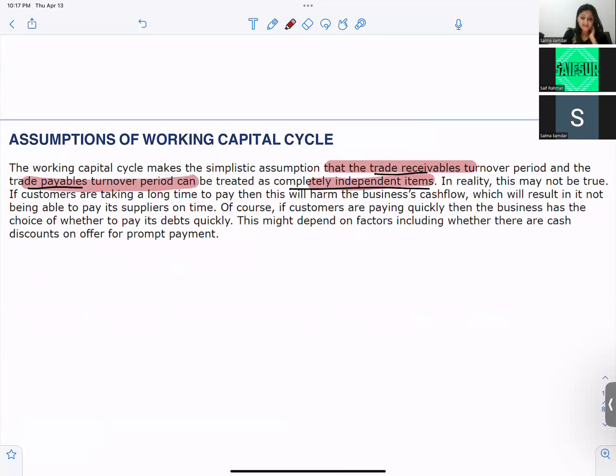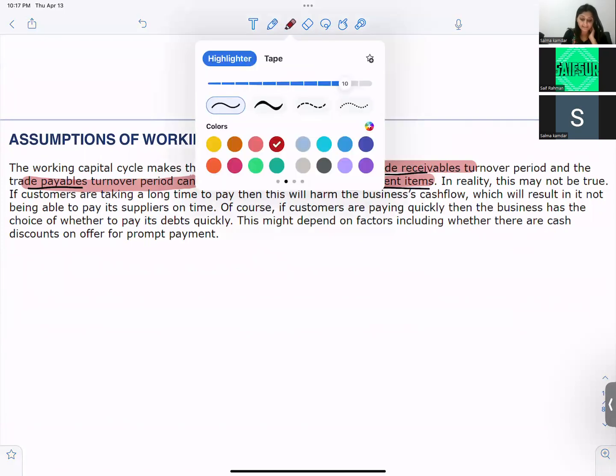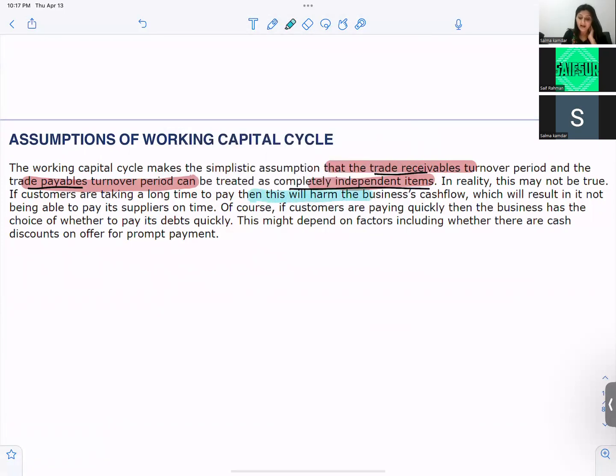If customers are taking a longer time to pay, then this will harm the cash flow, which will result in not being able to pay suppliers on time. So that means receiving the money and payment of money are dependent on each other. They cannot be treated as independent items.